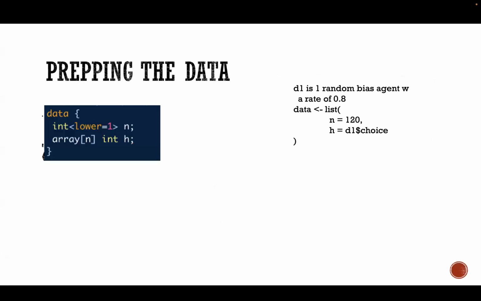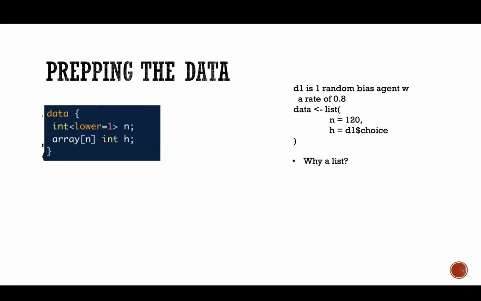So if we say that D1 is the data we generated from one random bias agent with a rate of 0.8, right? The data for Stan is a list where n is the number of trials, if you remember. And in the simulation, we had 120. We could just say nrow of D1. That would also work. That probably would be more elegant. And the h variable is the choice column. So it's a list. It's not a data frame as we used to.